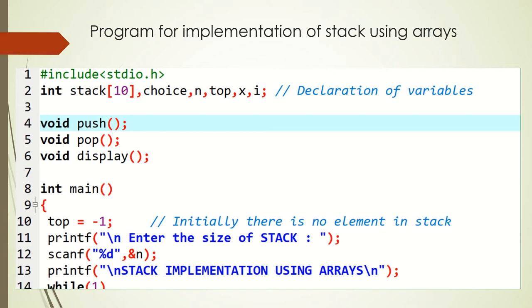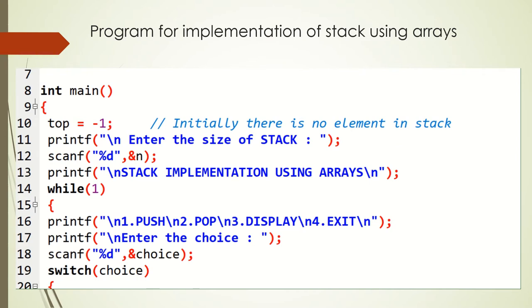These are declarations of values. void push, void pop, void display: these are all stack operations. top = -1 means initially no elements are present in the stack. printf enter the size of the stack, scanf %d, &n. Here we are initializing the size of the stack.